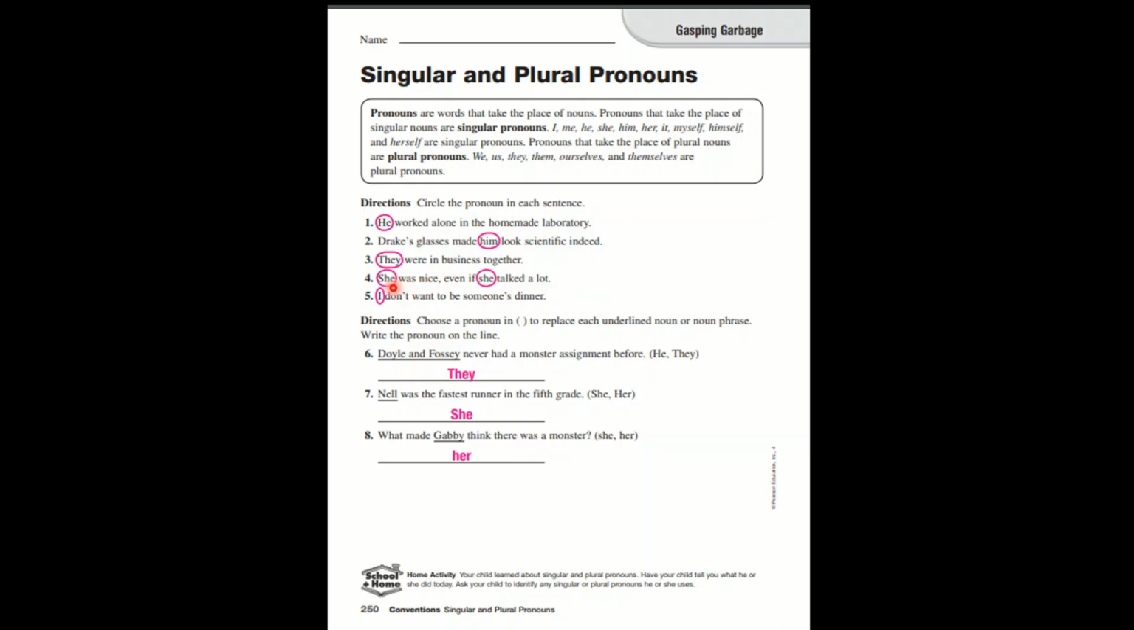So instead of saying Lena was nice, even if Lena talked a lot, we replace them with singular pronouns.